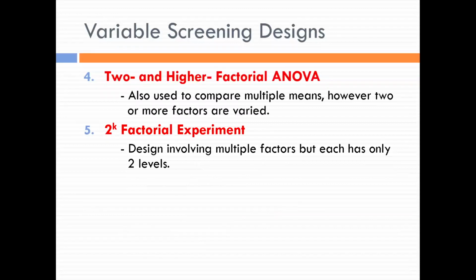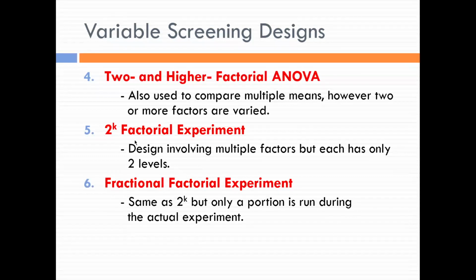Then you have your 2 to the k factorial design, and this is mainly for variable screening, wherein each of the factors has only 2 levels, but you have multiple factors that you can vary. Okay, so usually when we do variable screening, this is our go-to experiment, the 2 to the k factorial experiment. There is also a variation of the 2 to the k factorial experiment, which is known as the fractional factorial experiment.